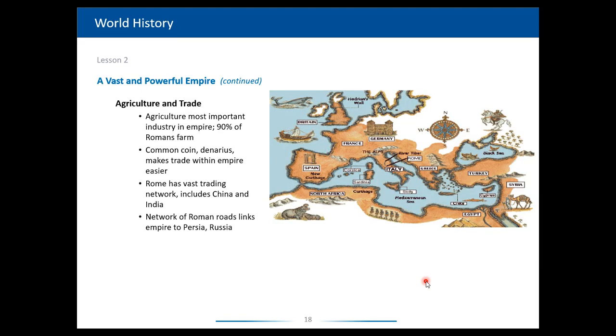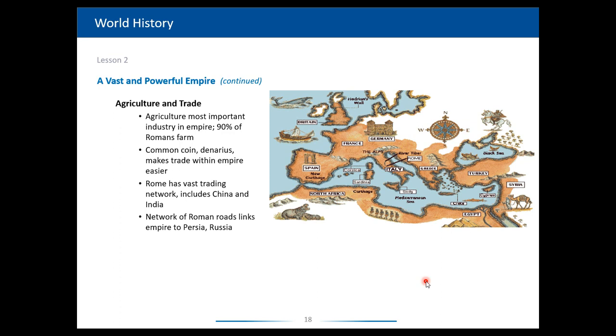Agriculture and trade. Agriculture was the most important industry in the empire because you had to feed all of these people and the military. 90% of the Romans were farmers or farms. And a common coin, the denarius, makes trade within the empire easier. So they had a coin.